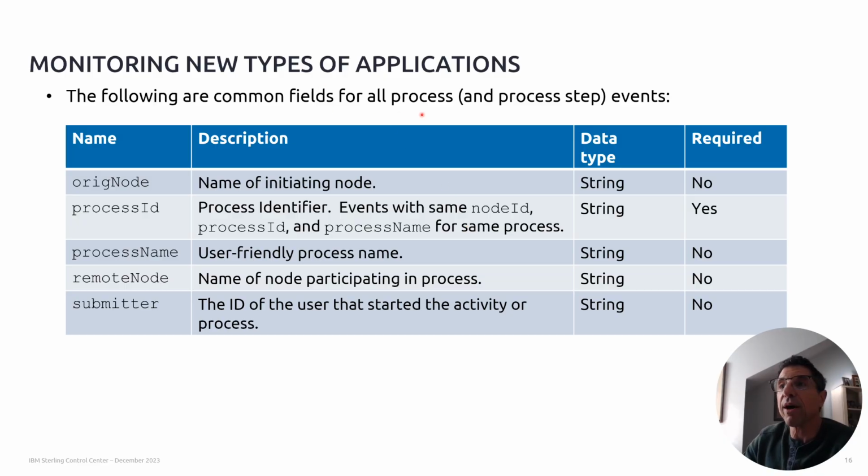Now, all process events, including process step events, which are process events, can have some other common fields, including originating node, process ID. Now this one is required. I think you would understand why. Process name is not required, but I would recommend you always have one. It's the user-friendly part of the name of a process. Remote node, you can have a submitter value.